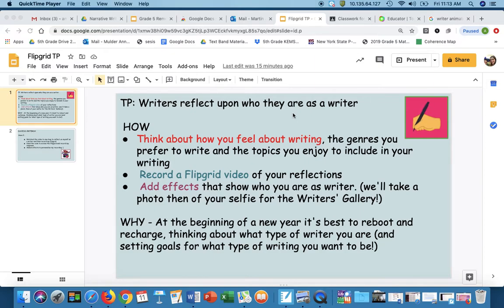And a third thing that we want to include is we're going to add some effects to our video that show who we are as a writer, because eventually we're going to take a photo of them and use it as a selfie for our writers gallery in the classroom.